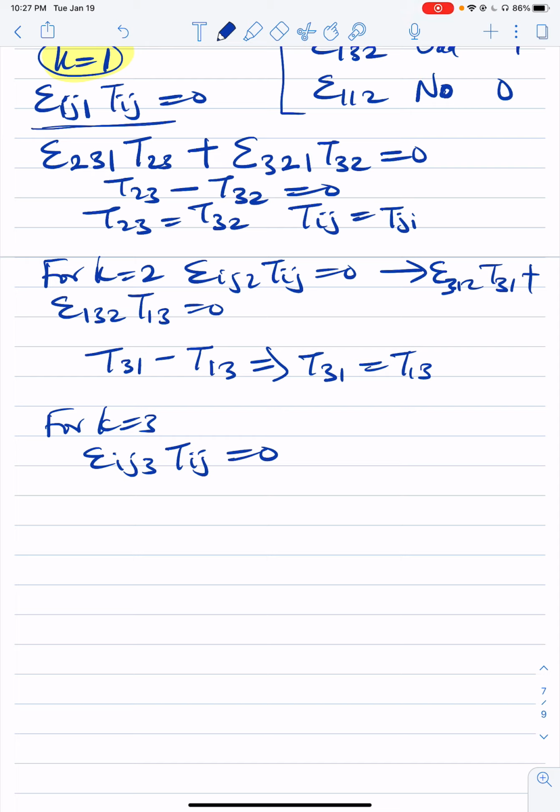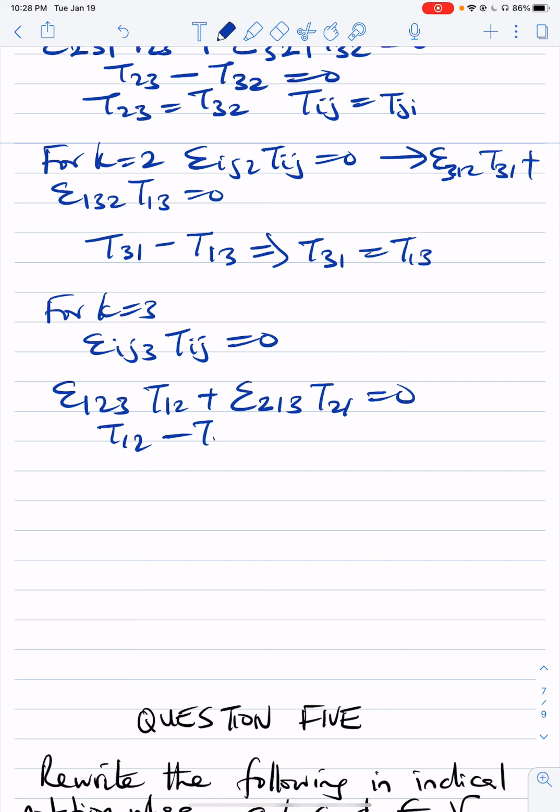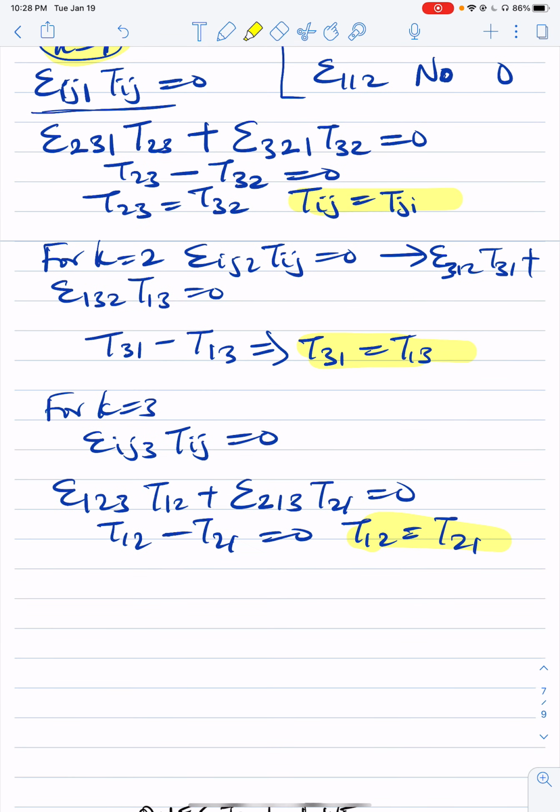So if j is already 3, the logical thing for i, let's say i is 1, then j should be 2: ε_{1,2,3} T_{1,2}, plus if i is 2, then ε_{2,1,3} T_{2,1}, equal to 0. 1, 2, 3 is the even permutation. 2, 1, 3 is negative, so we already have the negative here. T_{1,2} minus T_{2,1} equals 0. So T_{1,2} equals T_{2,1}.